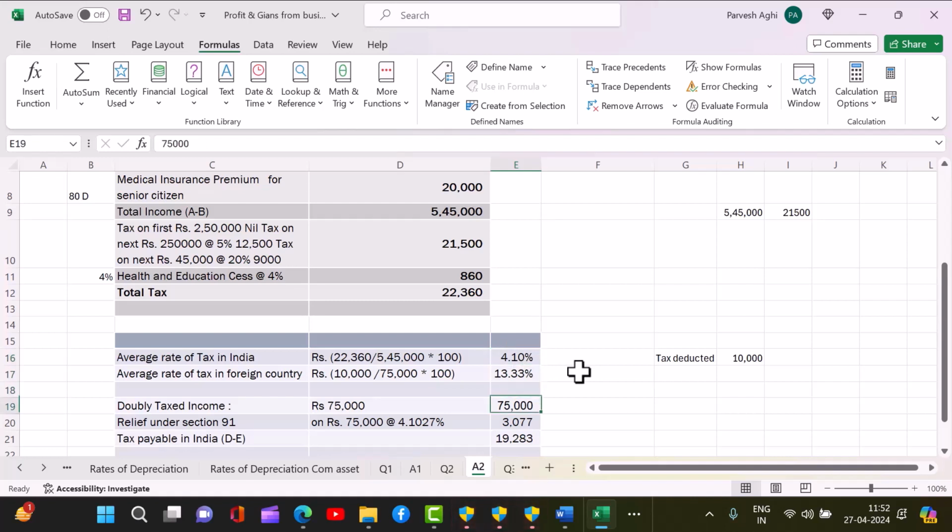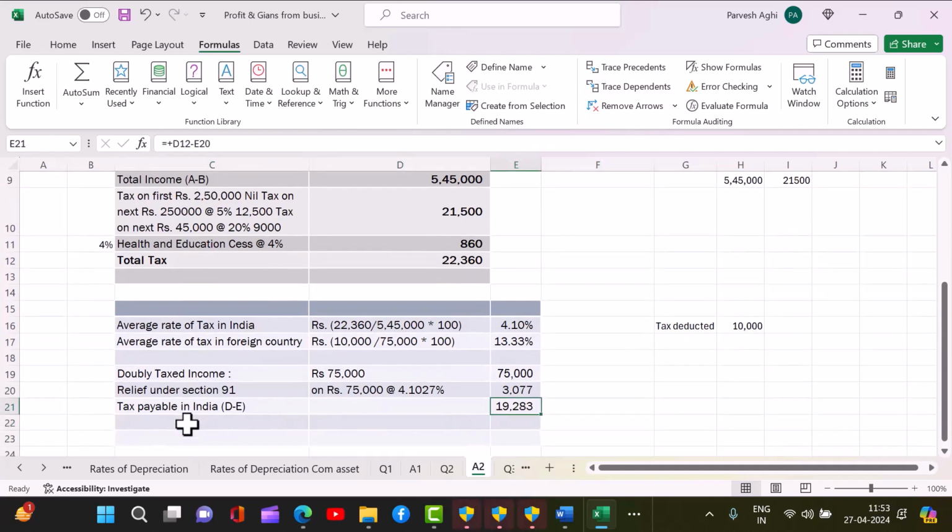And in India, what she has paid is 4%. Okay, so that means she will be allowed relief on 75,000, which is the doubly taxed income, at 4.10%. So this will be the relief under section 91. Okay. So she has to pay only 19,000 tax in India. Of course she has suffered a tax of 10,000 abroad, but because the tax rate in India was just 4% and abroad it was 13%, she will be entitled to only 3,000 reduction. So the balance 7,000 will be from her pocket. So the total tax liability will be much higher. So she will be entitled only to the 4%.